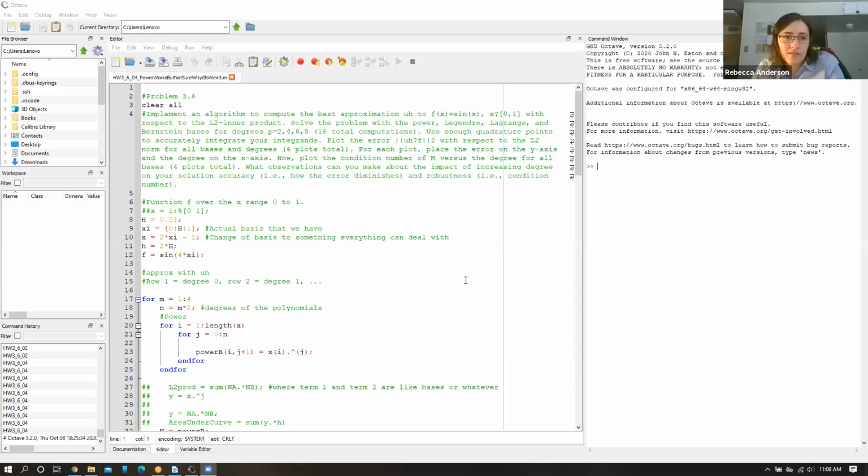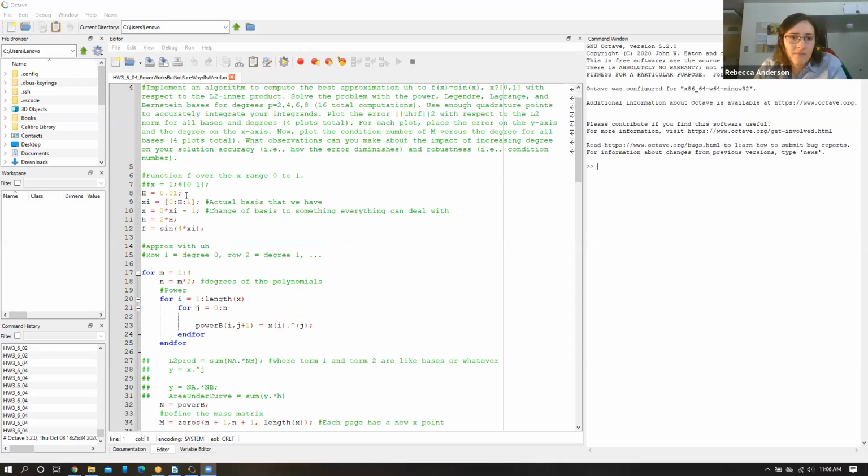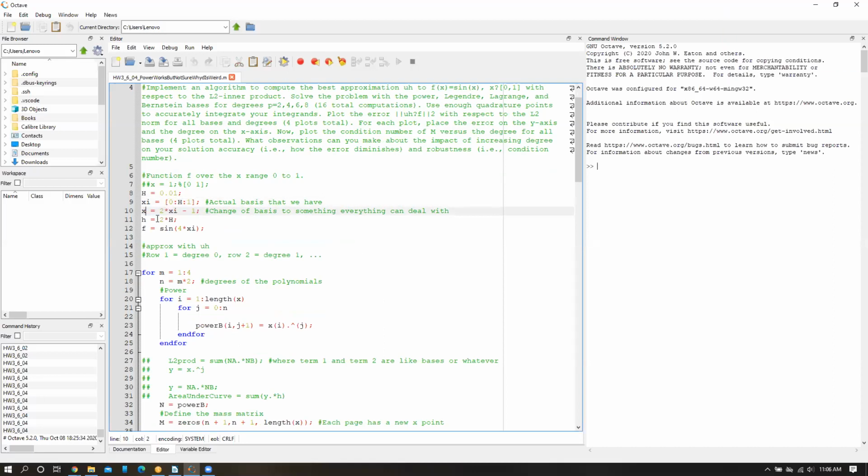Right, so this is Octave. It's pretty close to MATLAB. And so I have 0 to 1. And then I have this change of basis right here. Okay, so if xc is 0, when xc is 0. So you're going from 0.